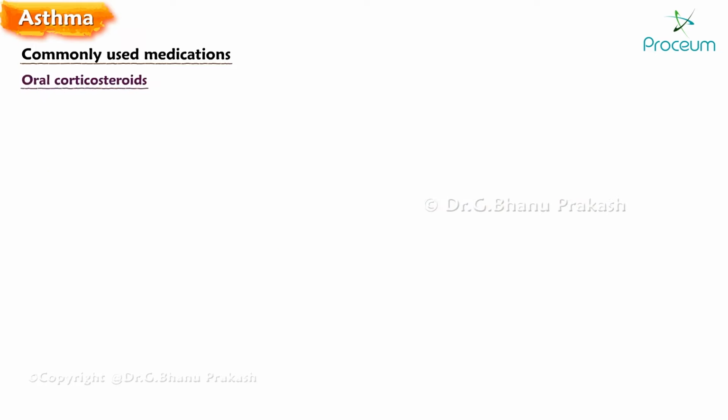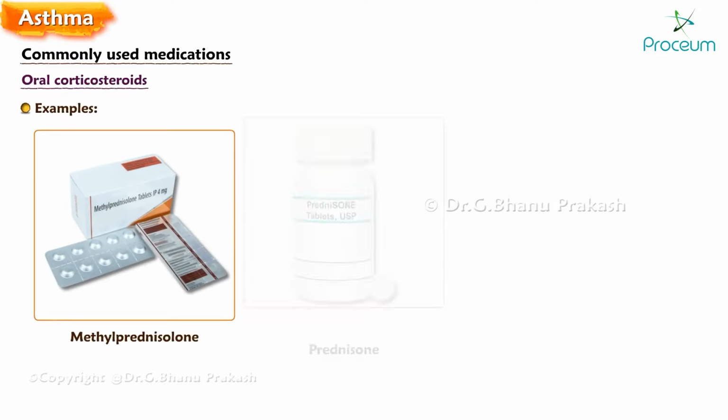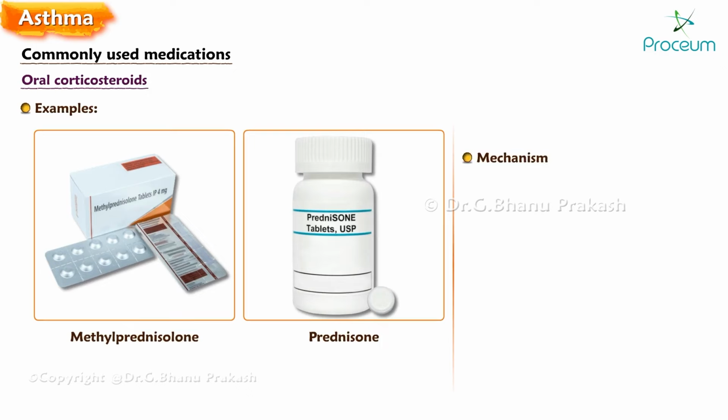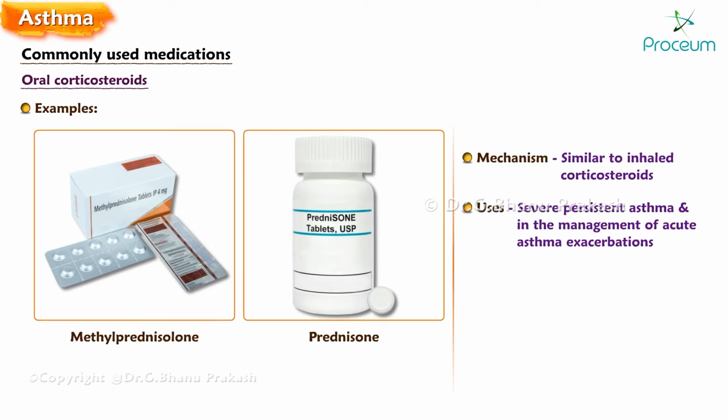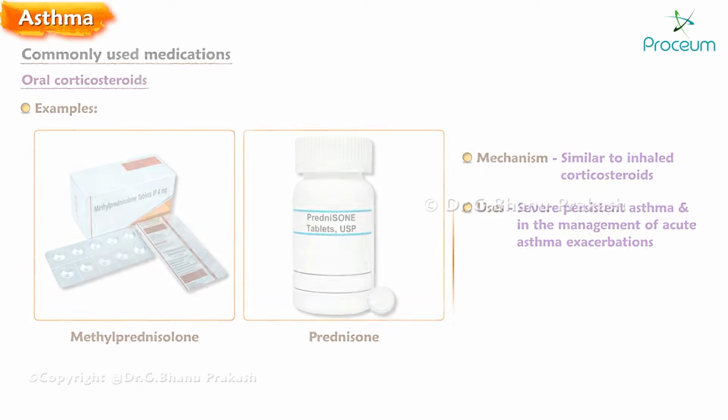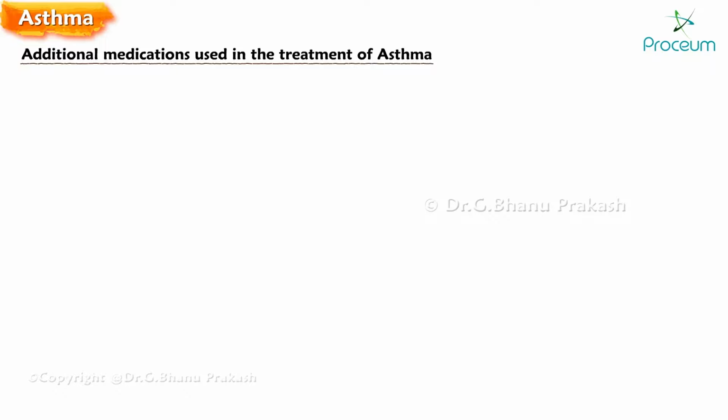Oral corticosteroids. Examples: methylprednisolone, prednisone. Mechanism is similar to inhaled corticosteroids, used in severe persistent asthma and in the management of acute asthma exacerbations. Additional medications used in the treatment of asthma. Biologics for severe asthma. Monoclonal antibodies.